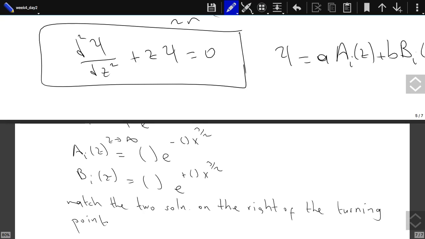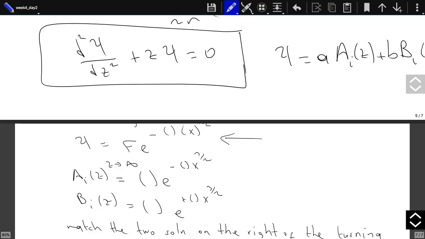Turning point tells me that B should be 0. And it also tells me what A should be. A should be proportional to... because there is only this term left, and the constant coefficient over here, which is A times the coefficient. My solution on the right-hand side is this one, which should be F.